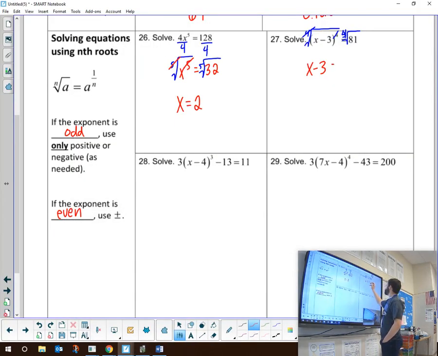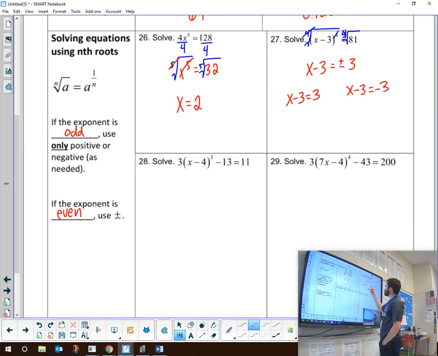So we're going to have x minus 3 equals 3. But remember, since this is an even exponent, we're going to say plus or minus 3. So we're going to split this into two problems. We're going to have x minus 3 equals positive 3, and x minus 3 equals negative 3.